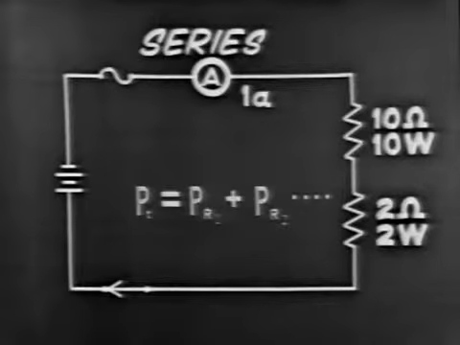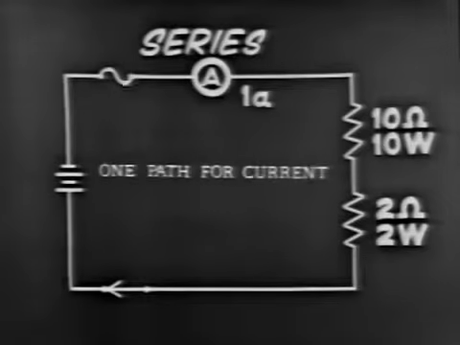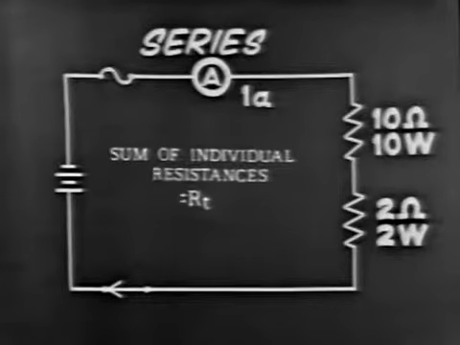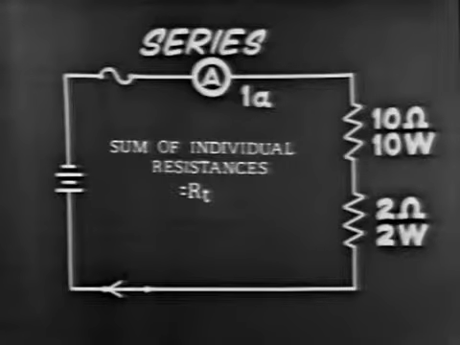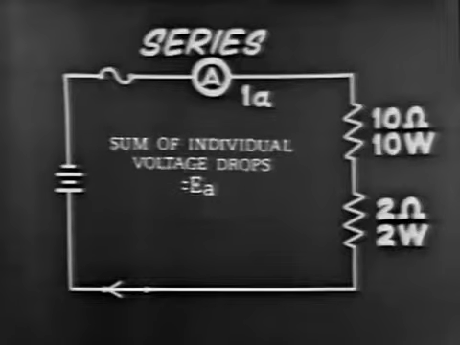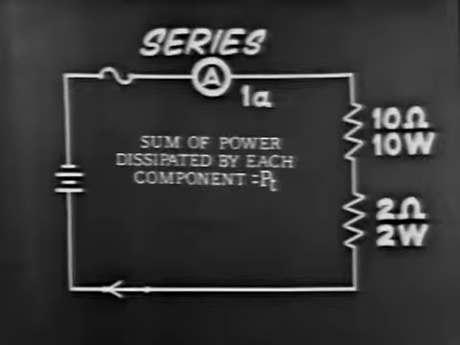The total power dissipated in a series circuit can be found by adding the power dissipated by each component. Here are some important points to remember about a series circuit. There's only one path for current. Total resistance is equal to the sum of the individual resistances. The applied voltage is equal to the sum of the individual voltage drops. And total power dissipated is equal to the sum of the power dissipated by each component.